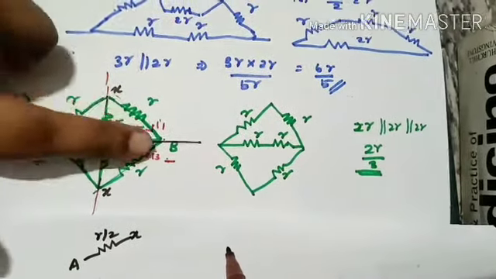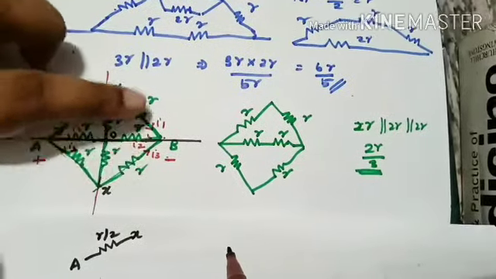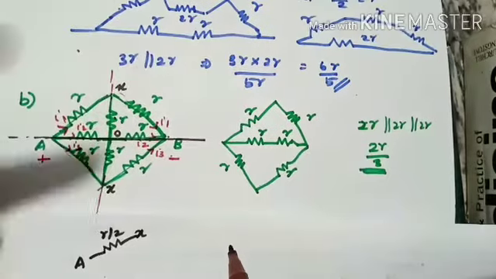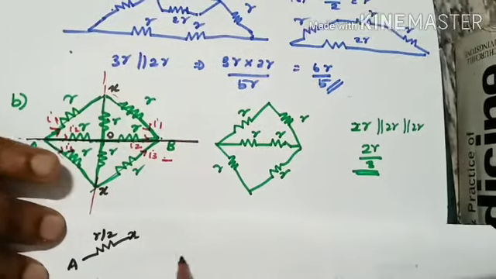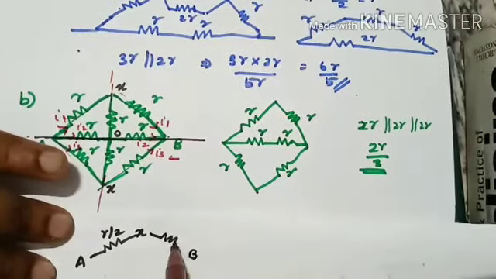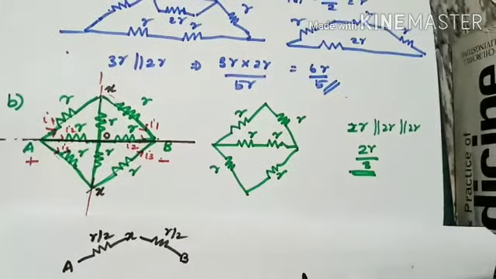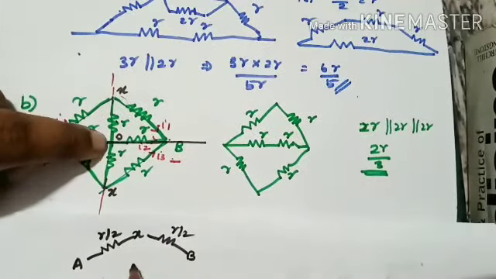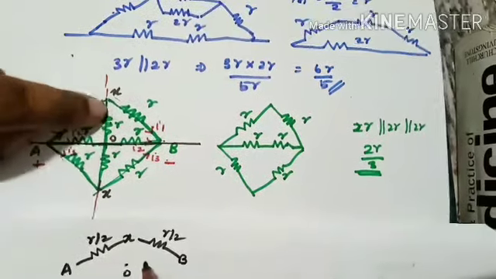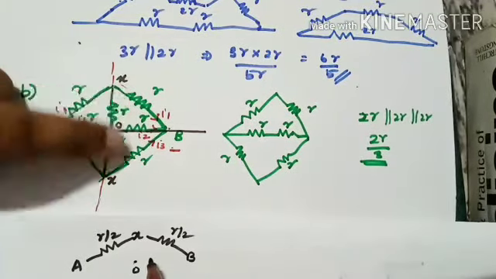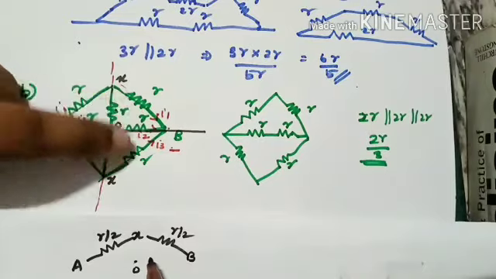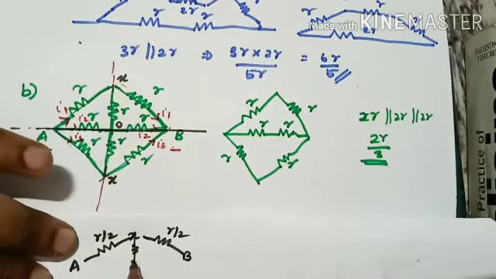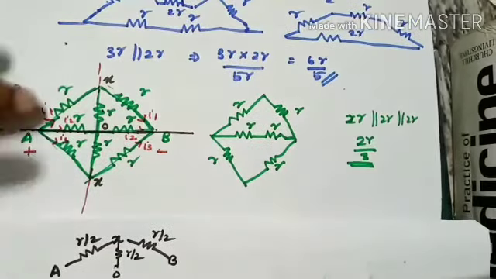Next, between X and B, how many resistances are there? Again, two resistances. So the equivalent resistance, in parallel, between X and B will be R by 2. Clear? Now between X and O, let's make this point as O. X and O, see? Again, there are two resistances, R and R. So the parallel equivalent resistance between X and O is R by 2.